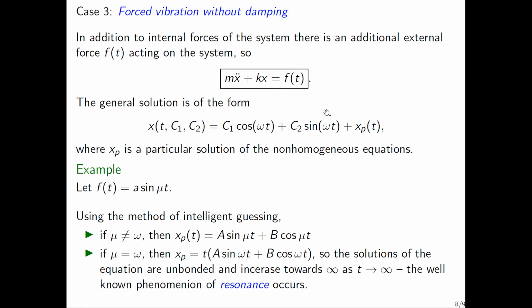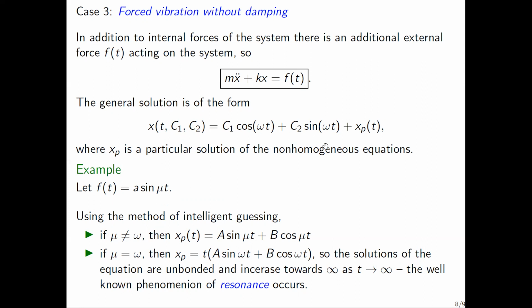The solution of the homogeneous part is what we did before. So it's periodic motion, some linear combination of cosine and sine. And then we have a particular solution, which depends on the function f. Here we have an example where the function is of the form a times sine mu t. And here is where the resonance enters. So trying to solve this for mu different than w, everything works fine.